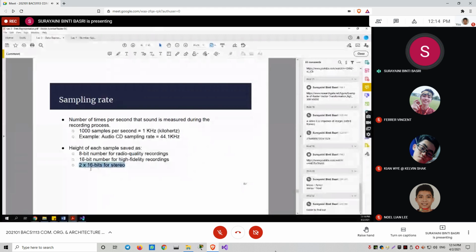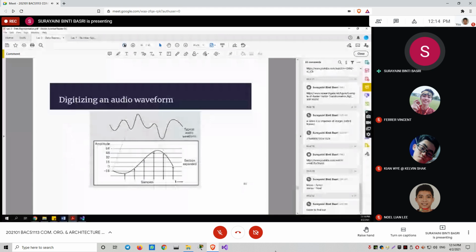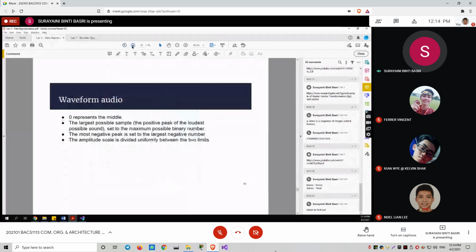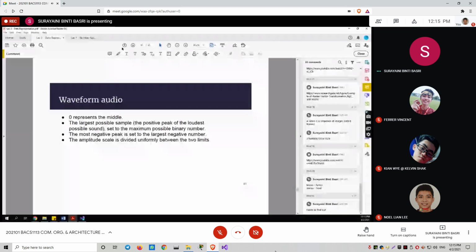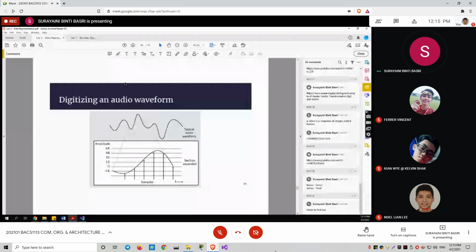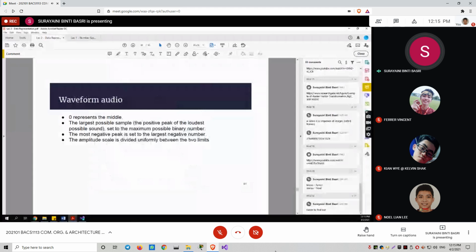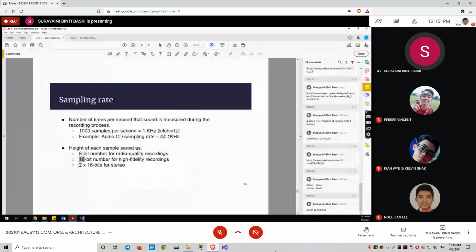Okay, so you can see if it says that this is 8-bit, meaning the graph here is only 8-bit. If it says that it is 16-bit, that is for high fidelity recording, so it is 16-bit. So it will be 16 here. And when it is for stereo, then it is 2 multiplied by 16 bits.